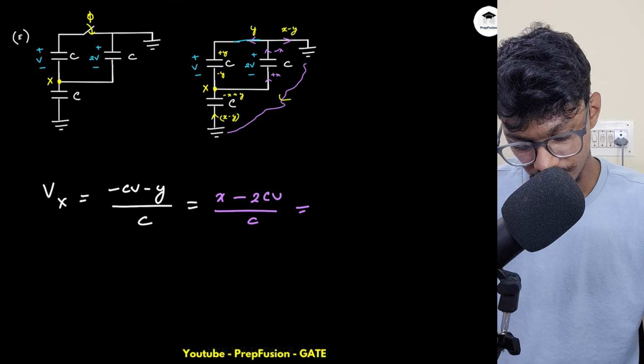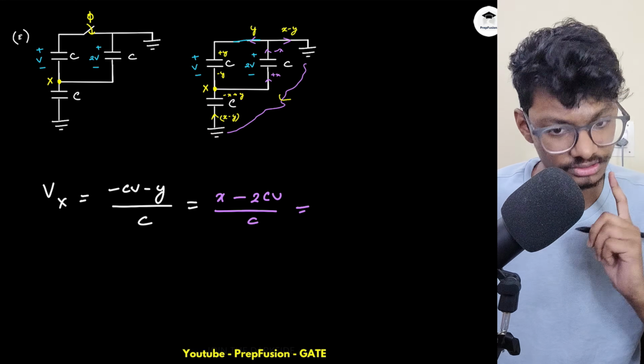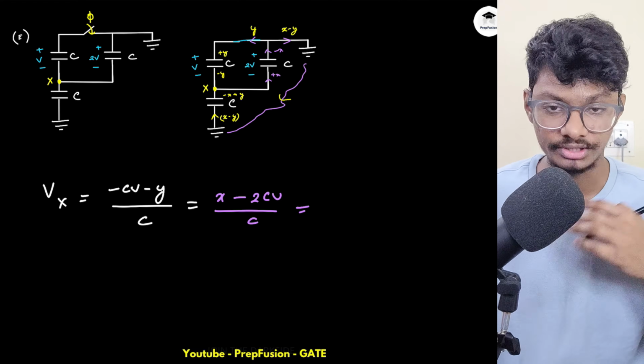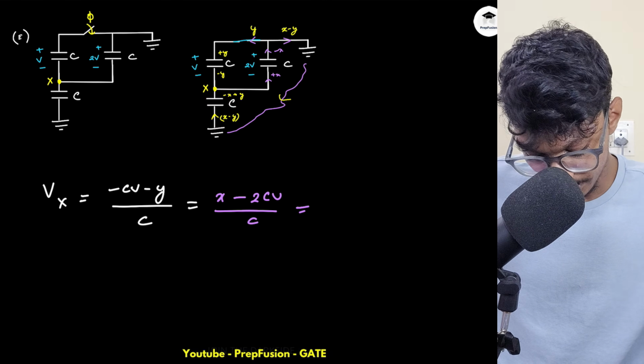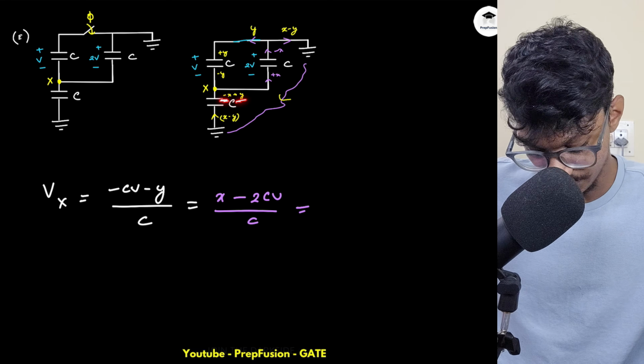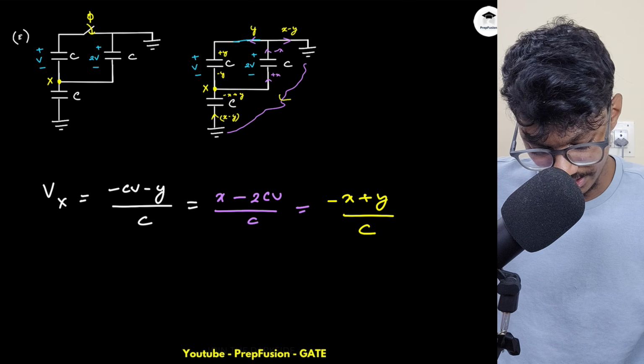Okay. Now let's come to the third equation. Third equation is here. And why do I need 3 equations? That also I will say. No, not 3. We have 2 equations. That also I will say. So this potential will be what? Here I have minus X of charge and plus Y. I didn't have any initial charge. So this will be minus X plus Y divided by C.